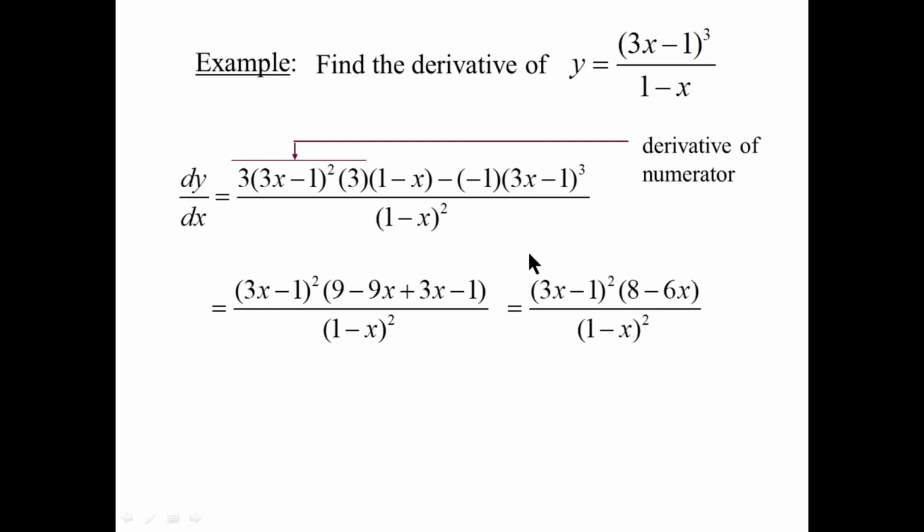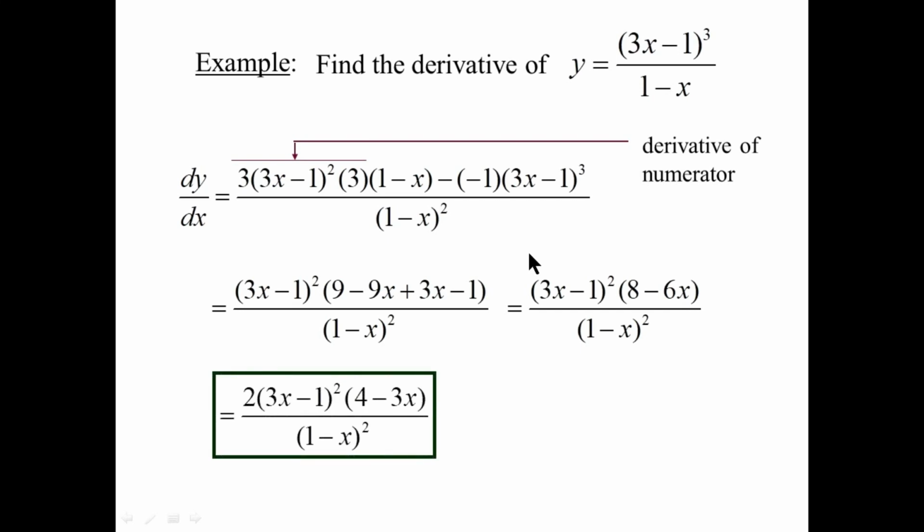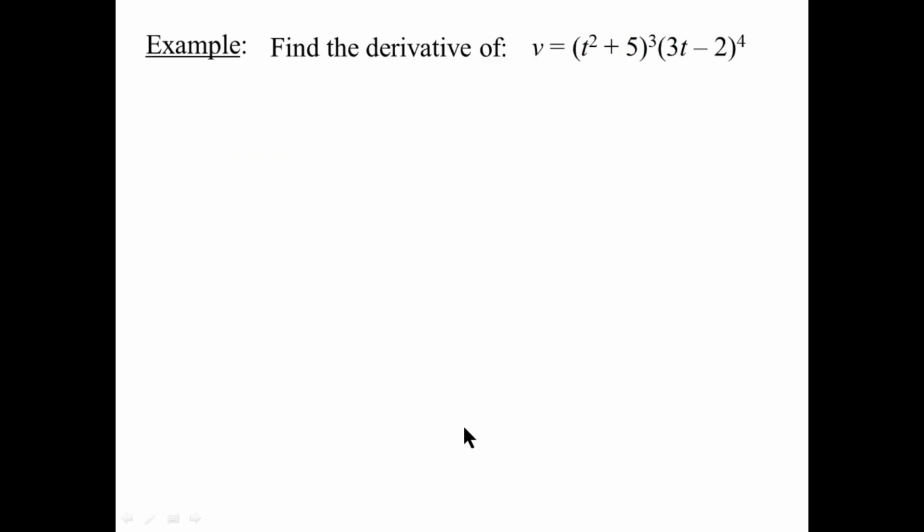Simplifying, and we have it. This 2 came from common factoring a 2 out of these brackets. Common factoring is a theme here. Let's do it again. Find the derivative of, now it's not a quotient, but it follows our theme.